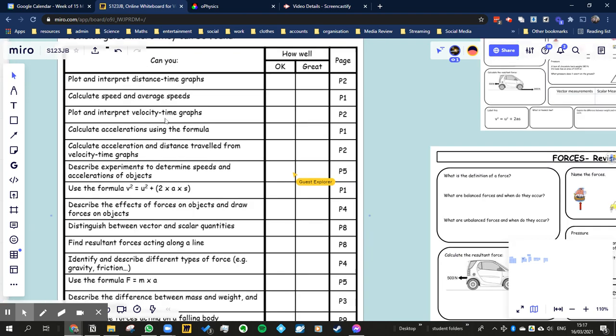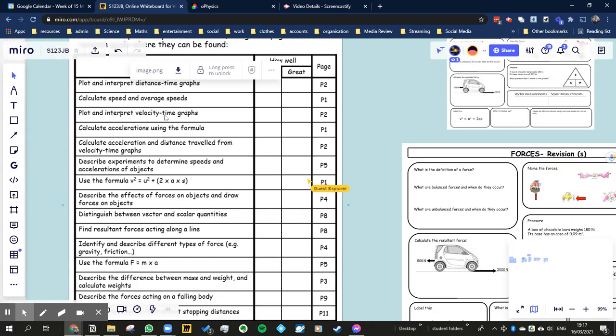Plot and interpret velocity time graph. Very similar to distance time graph, only it's velocity against time. Velocity is basically the same as speed, but not quite the same. And yeah, so plot and interpret that, very similar to distance time graph. Calculate acceleration. So we're going to look at how to calculate acceleration, and also going to look at how to calculate acceleration and distance from velocity time graph.